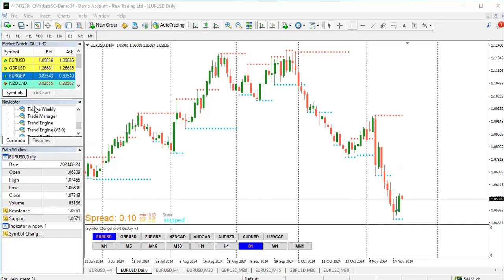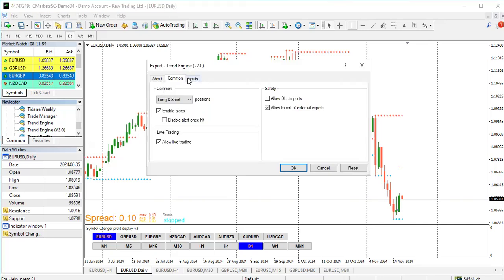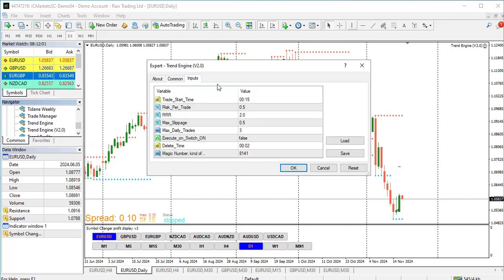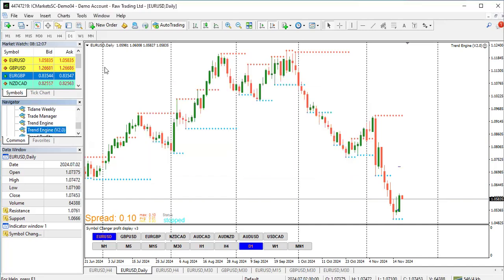All right, so the first thing we need to do is to drag our Trend Engine version 2.0 straight to the chart. You need to make sure allow live trading is on. So if we go to the inputs, the first thing we'd see is the trade start time and the delete time. So I'm going to cancel this so that I can explain a little bit.